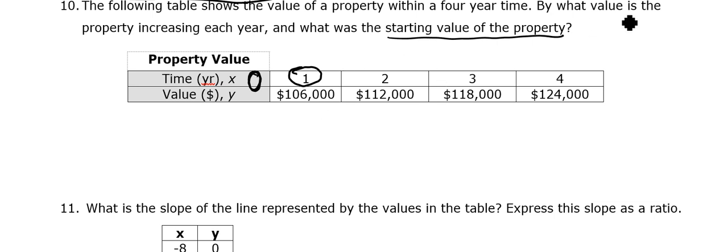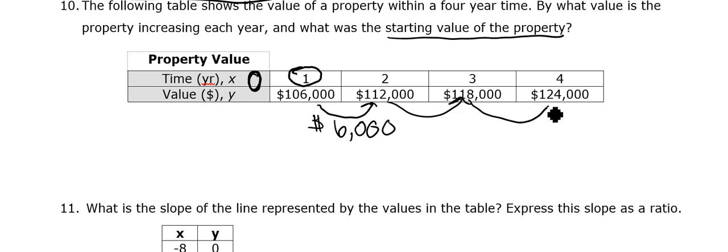But first, let's look at by what value the property is increasing each year. Well, let's see. From year 1 to year 2, it's increasing by $6,000. And same with year 2 to year 3 and year 3 to year 4. So it's increasing by $6,000 per year.